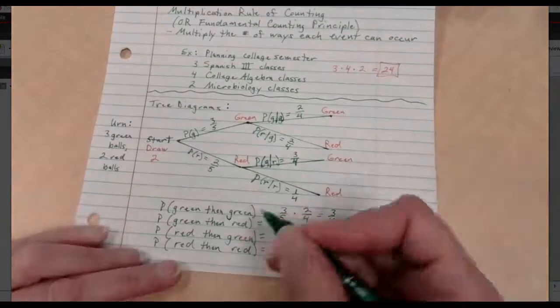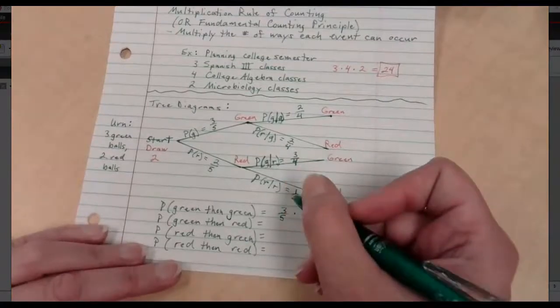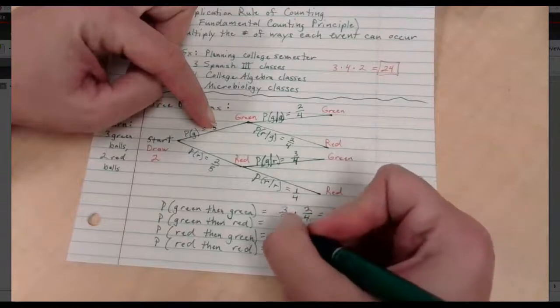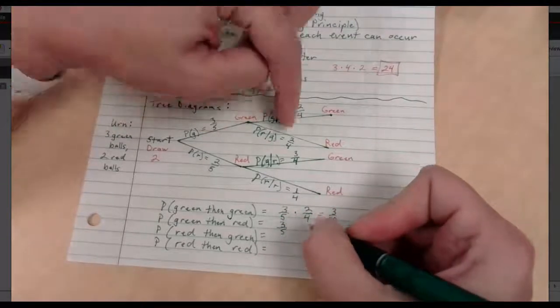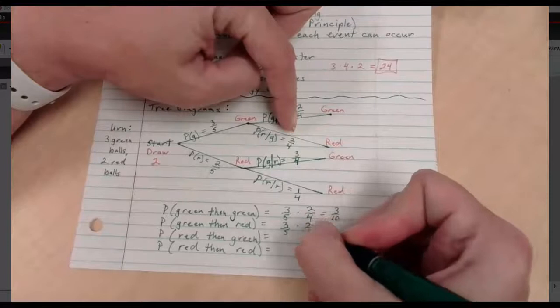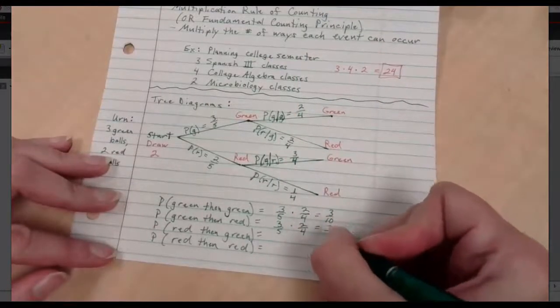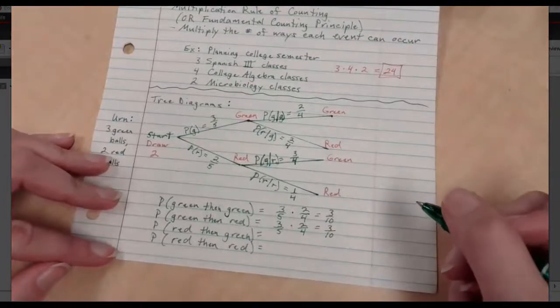What about green and then red? Well, that would be green and then red. So we are talking the 3/5 again for the green. But if we go with the red the second time, wait a minute, that's still the same thing. Can that happen? Yeah, absolutely that can happen.